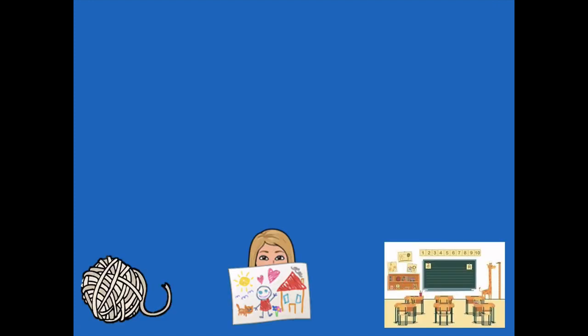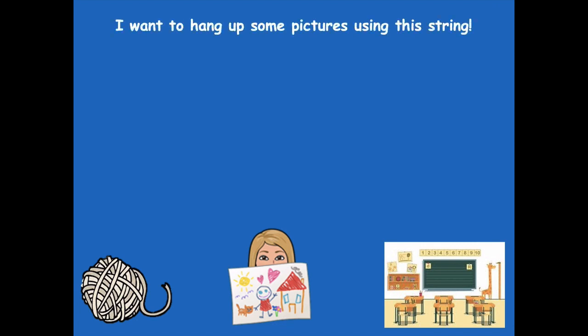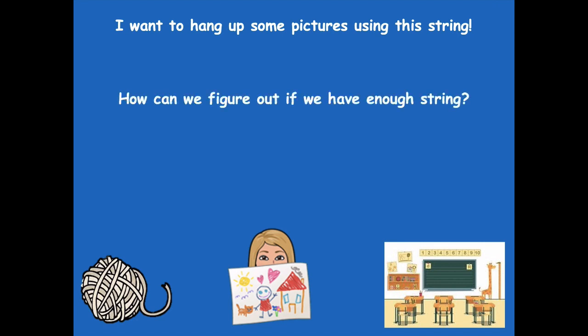Okay, so here I have some things, right? You can see that I have some string. I'm holding a picture, and then I have our class. I want to hang up some pictures using this string. How can we figure out if we have enough string? What can we do?